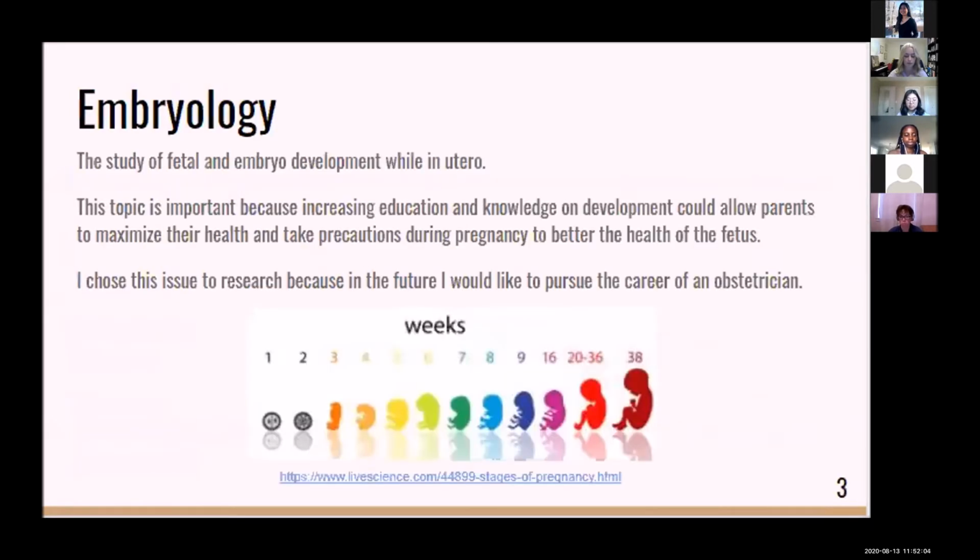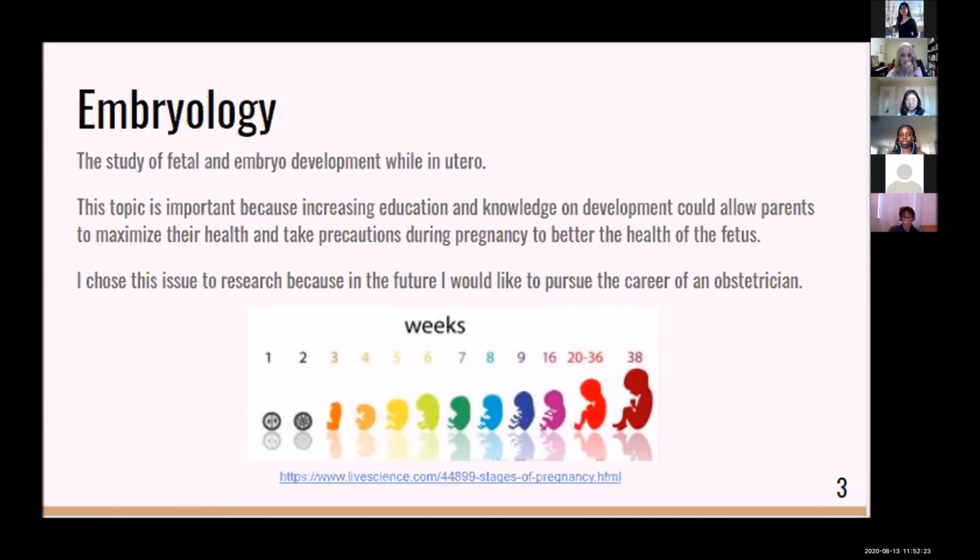So a little background on embryology. It is the study of fetal and embryo development while in utero. This topic is very important because increasing the education and knowledge on development could allow parents to maximize their health and take precautions during pregnancy to better the health of the fetus.